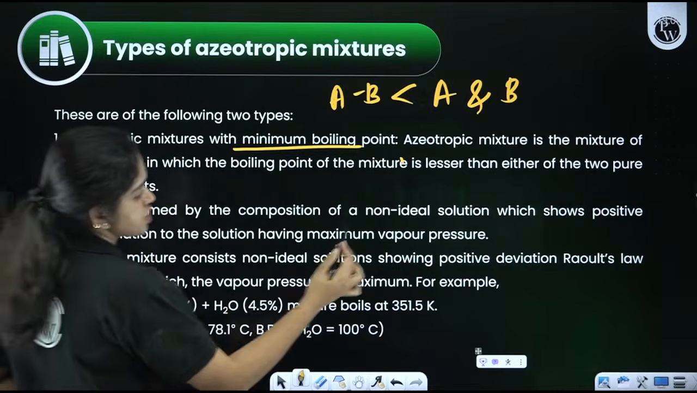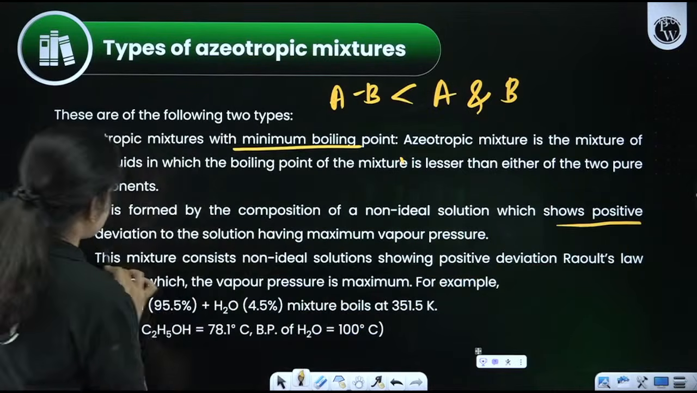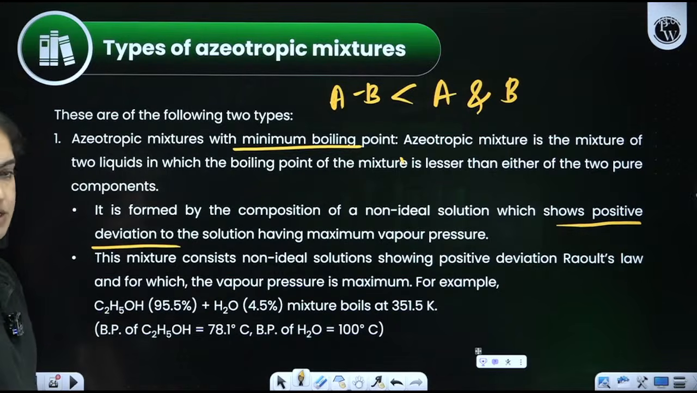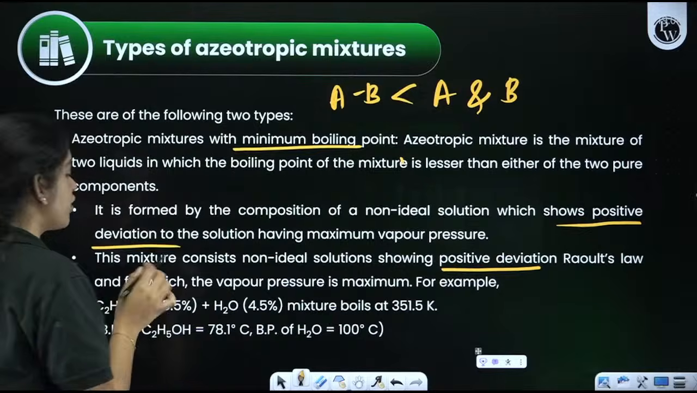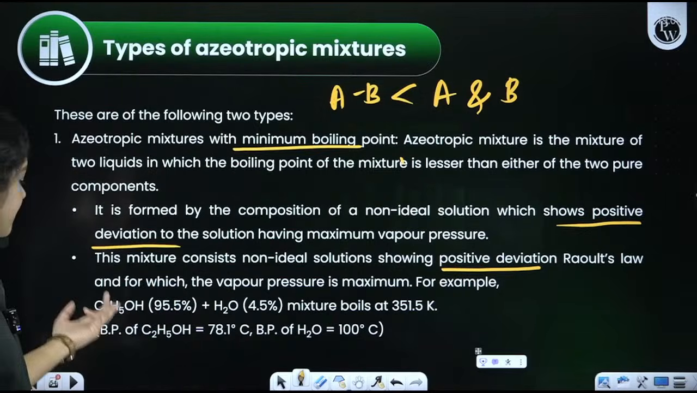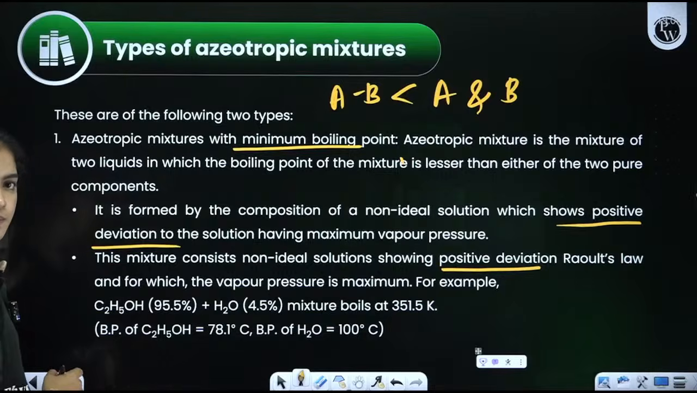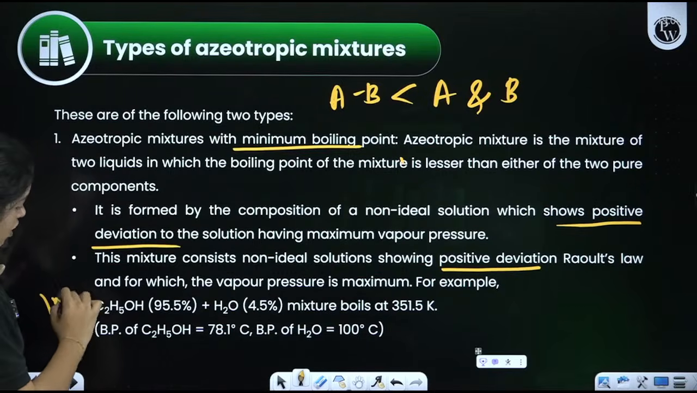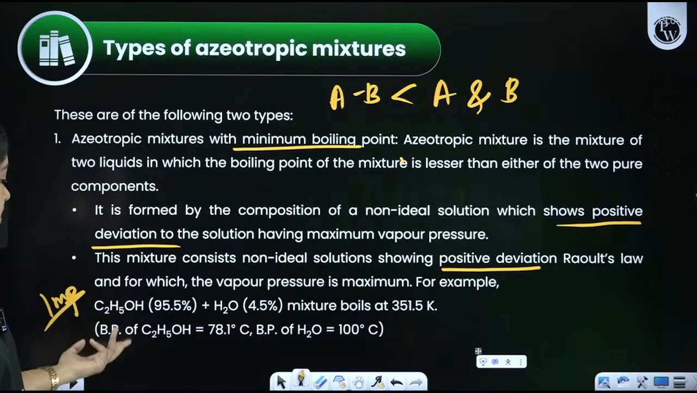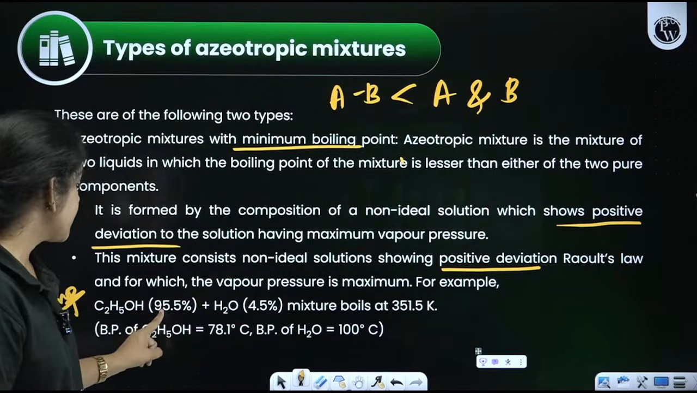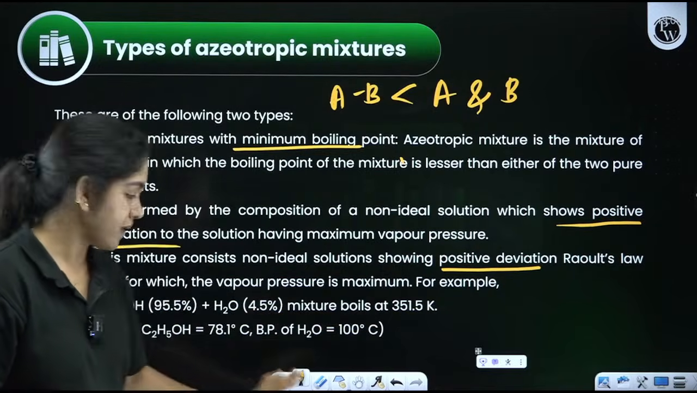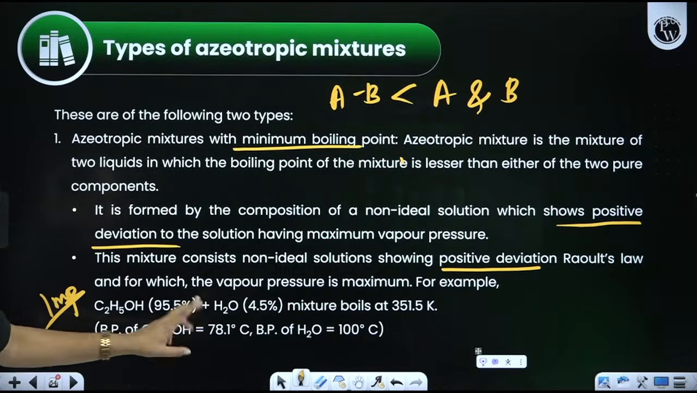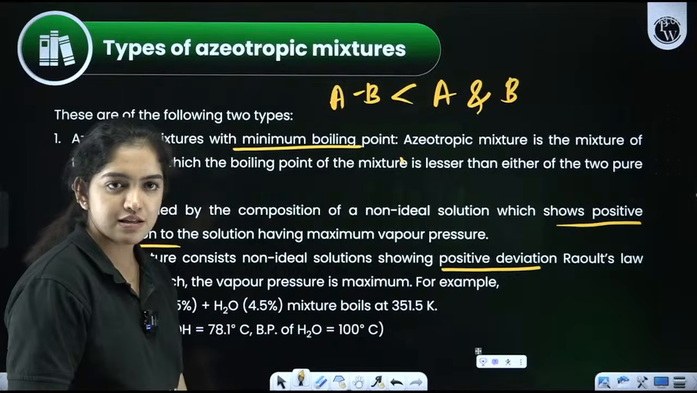It is formed by non-ideal solutions showing positive deviation, having maximum vapor pressure. So, these two points are very important. Then, next one, the mixture consists of non-ideal solutions showing positive deviation from Raoult's law, for which the vapor pressure is maximum. Examples are given. This is very, very important. Note it. Okay. Mixture of ethanol and water: the mixture boils at 95.5% ethanol and 4.5% water, at 351.5 Kelvin. Now, the boiling point of ethanol is 78.1 degrees Celsius, and the boiling point of water is 100 degrees Celsius. Okay.